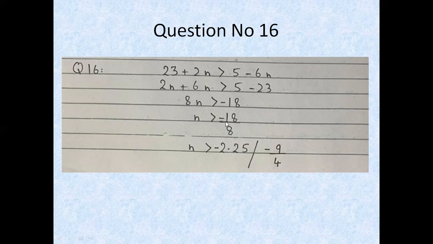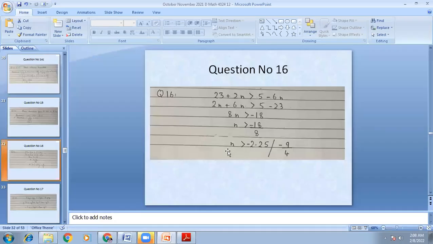And this is 9 by 4. So it will be minus 9 by 4, which means minus 2 whole 1 by 4, which means minus 2.25. So n is greater than minus 2.25.